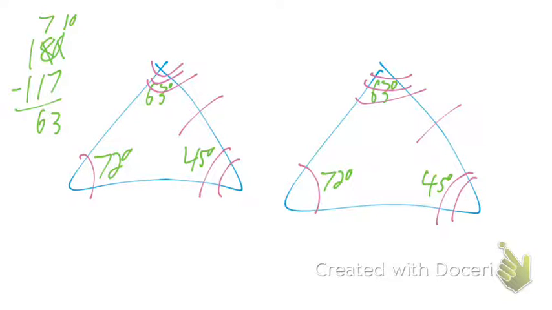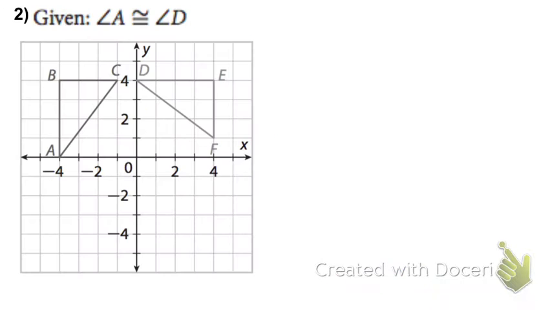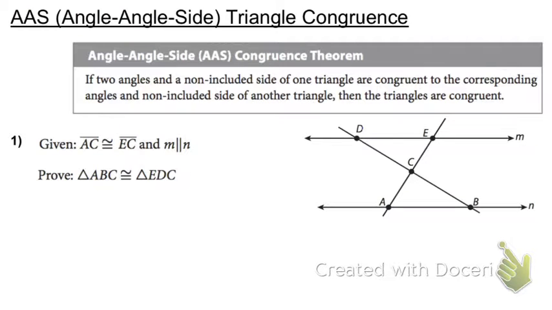Instead of having to walk through those extra steps, because you do it every single time, we can just use the shortcut, angle, angle, side. We can use angle, angle, side. If two angles and a non-included side of one triangle are congruent to the corresponding angles and the non-included side of another triangle, then the triangles are congruent.